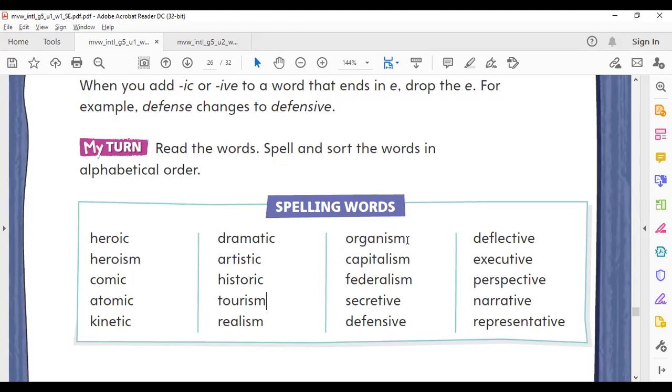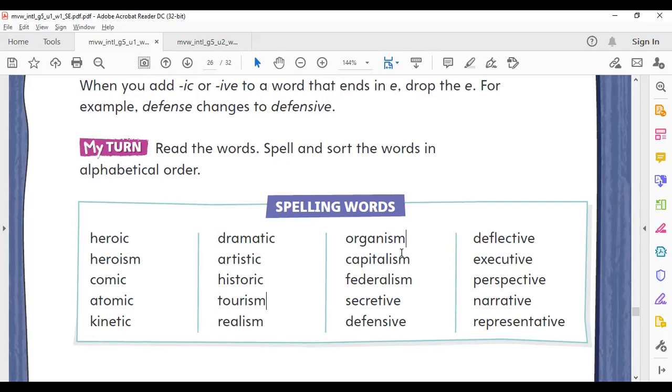Now, Muhammad, the word organism, is it an adjective or a noun? Adjective. Are you sure? No. It's a what? It's a noun. Very good. Now, how many syllables are there? Mister, can I say something? Yes. The animals can drink water. Dogs can drink the water. Yes. So now, organism.